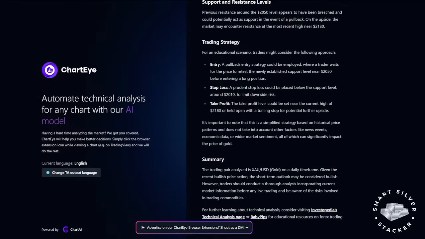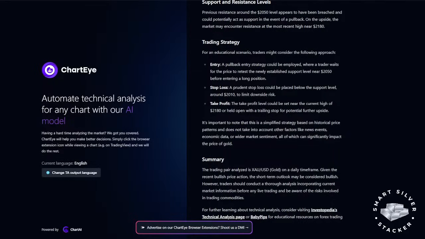Previous resistance around the 2050 level appears to have been breached and could potentially act as support in the event of a pullback. On the upside, the market may encounter resistance at the most recent high near 2180. Now, I think we're at 2180 right now, so we'll see. Maybe we'll drop a little bit from there. And again, if it retests 2100, that actually would be bullish. That would be a bullish thing. It'd be a good time to get in, according to this, mind you, not financial advice.